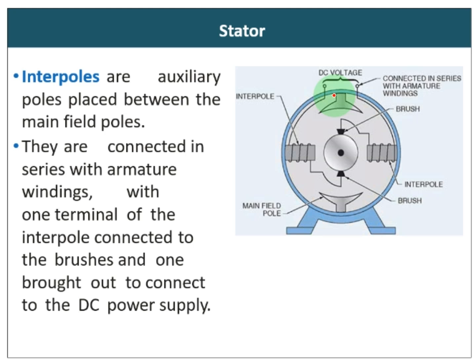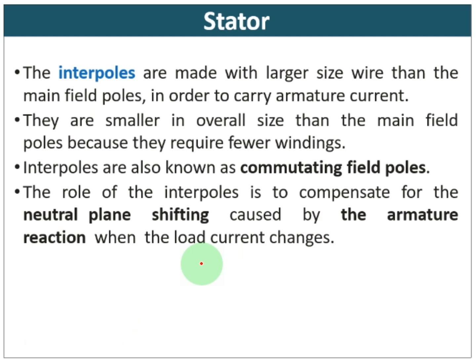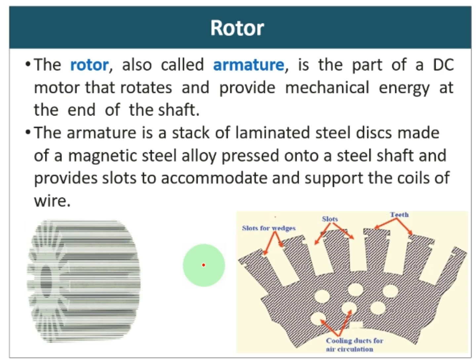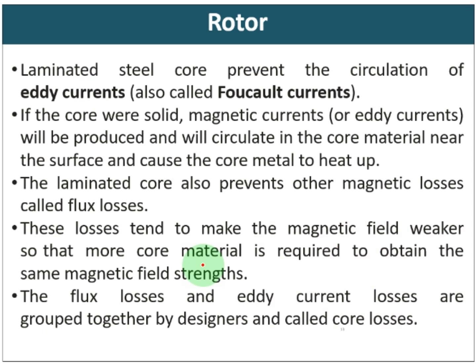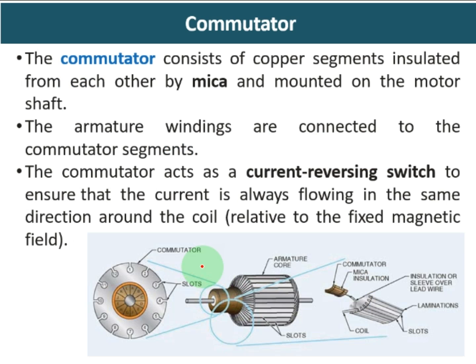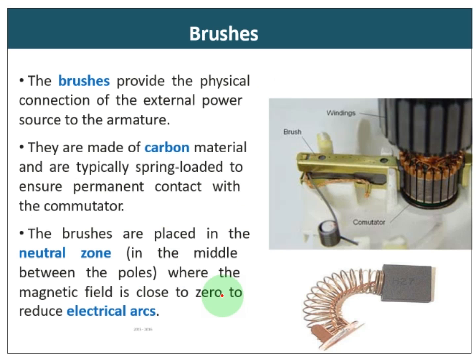And the armature has coils which are powered by the brushes, and these brushes get the connection through the interpole windings from the DC power source. Then we talked about stator construction and function, then the rotor construction and function, then the commutator, how it is constructed and what its function is, and then finally the brushes.